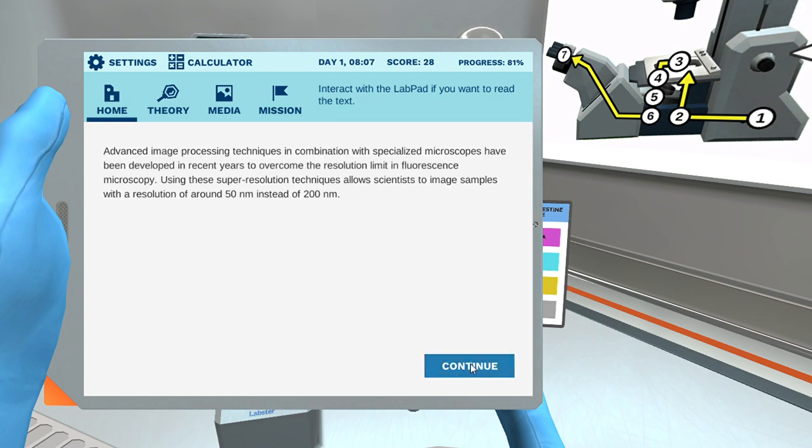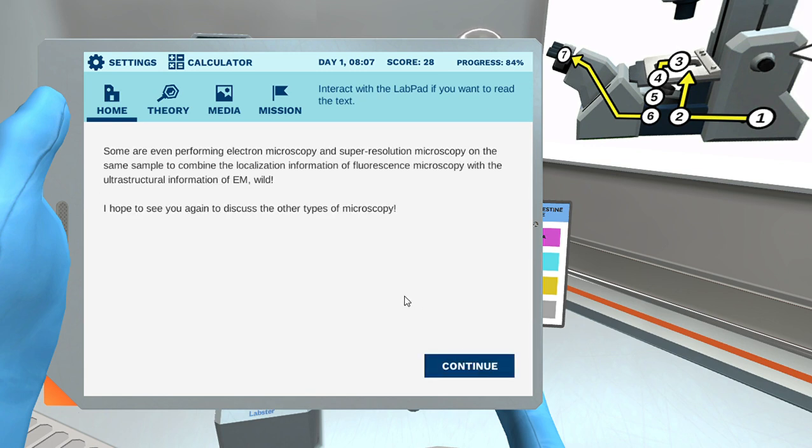Advanced image processing techniques in combination with specialized microscopes have been developed in recent years to overcome the resolution limit in fluorescence microscopy. Using these super-resolution techniques allows scientists to image samples with a much higher resolution. Some are even performing electron microscopy and super-resolution microscopy on the same sample to combine the localization information of fluorescence microscopy with the ultrastructural information of electron microscopy.